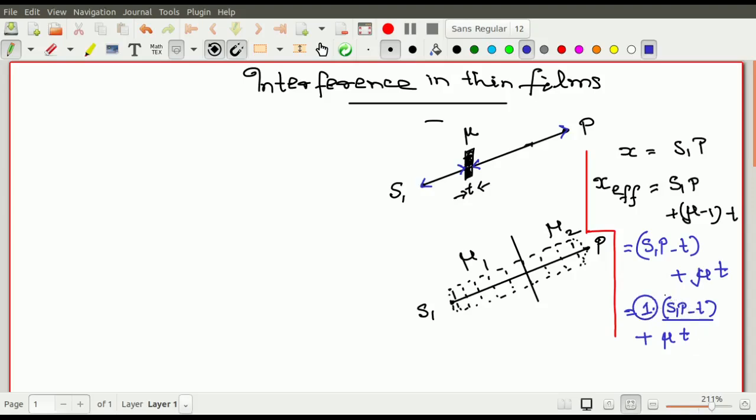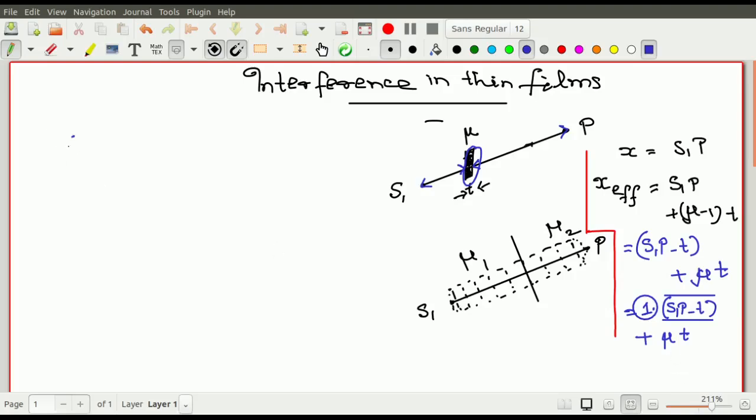This is the path which is traveled in vacuum with a refractive index of 1, and the remaining path, how much is left? Definitely this t amount is left, so this amount is multiplied by the corresponding refractive index. So can we conclude from here that the effective path equals the refractive index into the corresponding geometrical path?